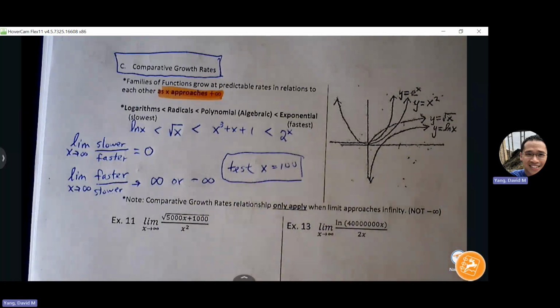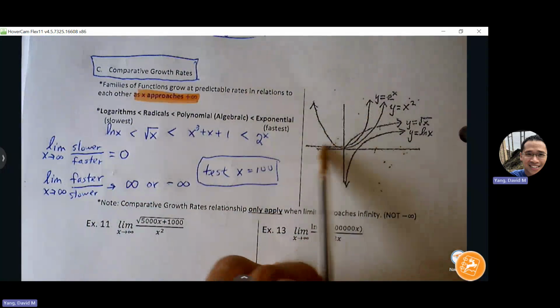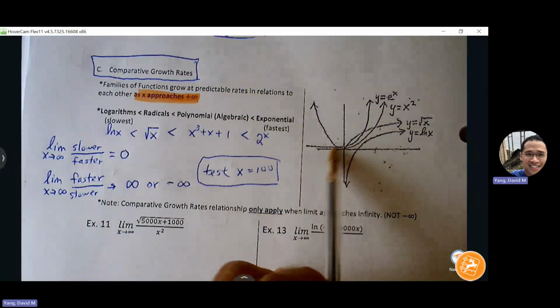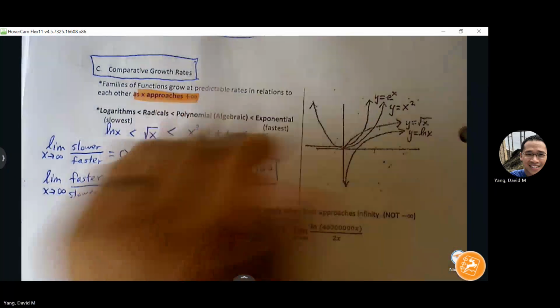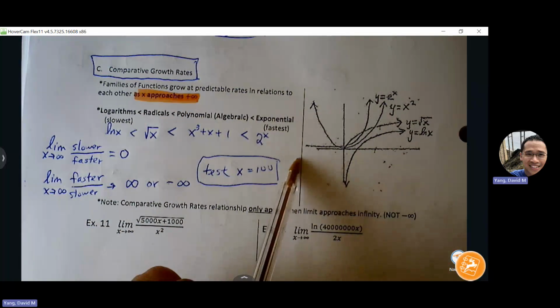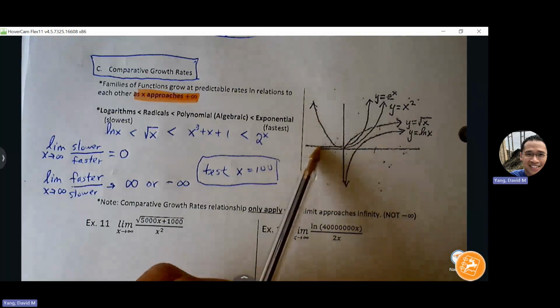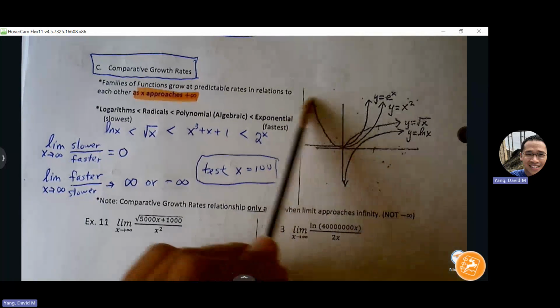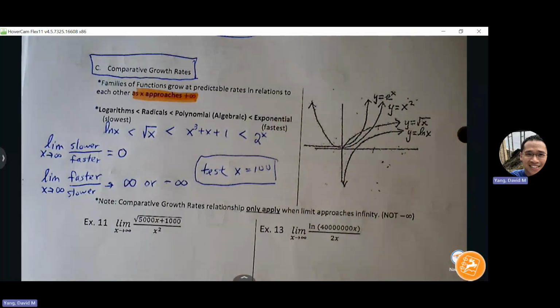Why does it only work for infinity? Because if you look at the graph here, e to the x, x squared, natural log of x, square root of x, it doesn't have that relationship on this left side. We don't see logs existing here or radicals existing here. And x squared is higher than e to the x, so everything is off on the negative side. It's only true for the positive side.